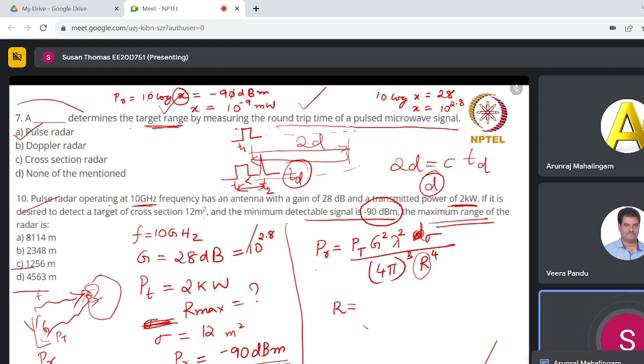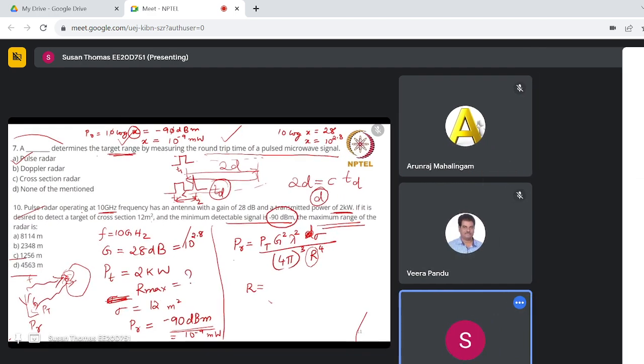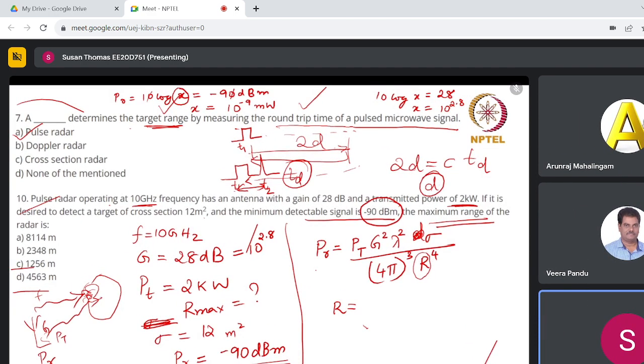Okay, so are you telling the final answer for R? Okay, that's the right answer. R should be 8114 meters.